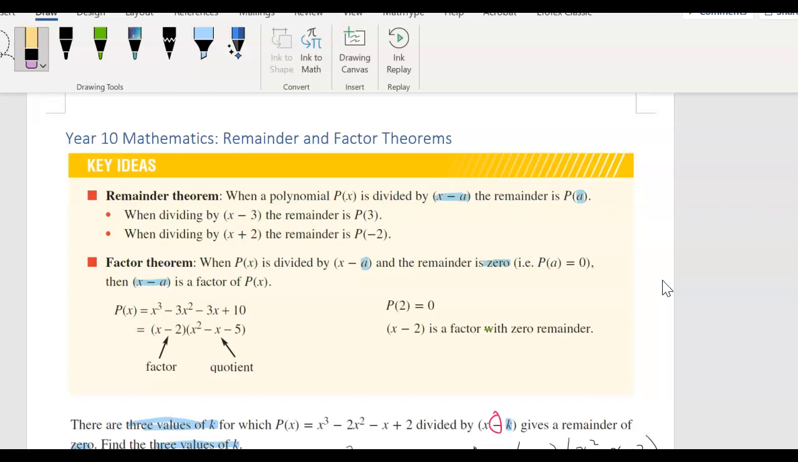The best thing you can do is get familiar with the calculator and learn how to do long division.